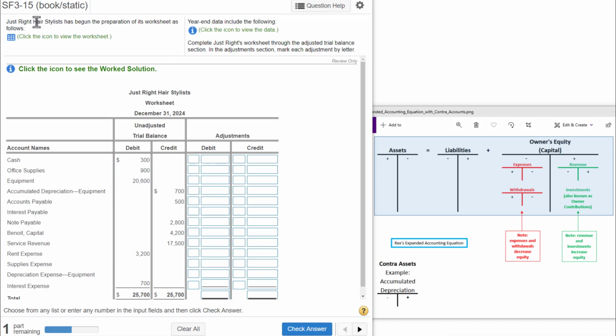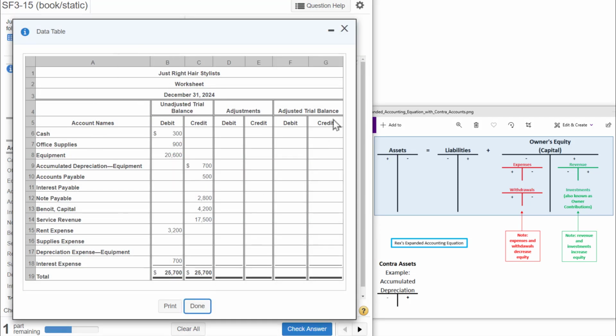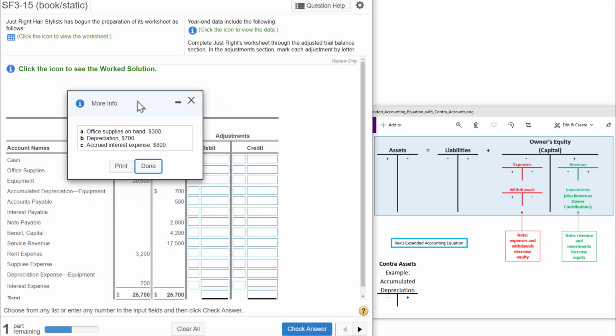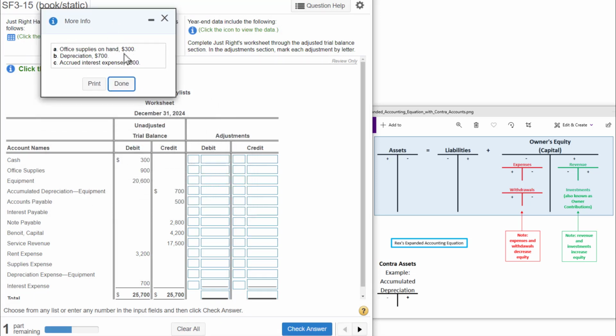The instructions say, Just Right Hairstylist has begun the preparation of its worksheet as follows. They have an image of the worksheet here. Notice we can see the adjusted trial balance columns over here, but we don't need that because they also have the same data here. It says year-end data include the following. So here's our adjustment data. Office supplies on hand are $300, depreciation is $700, accrued interest expense is $800. It says complete Just Right's worksheet through the adjusted trial balance section. In the adjustment section, mark each adjustment by letter.